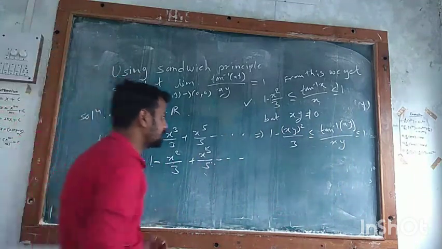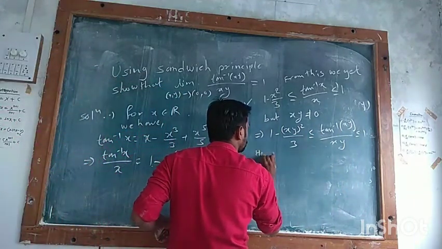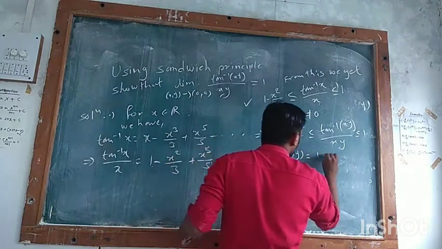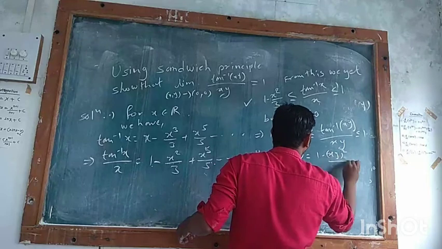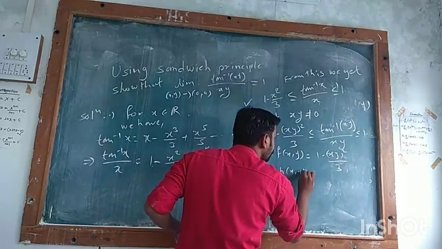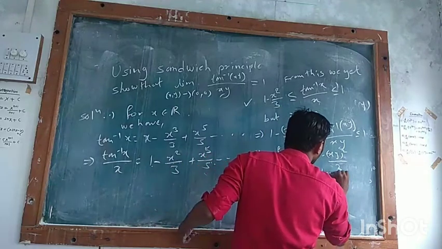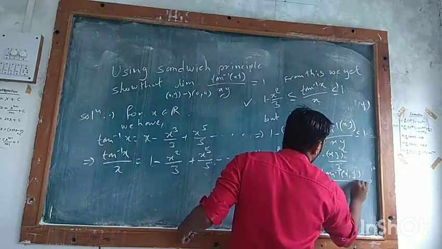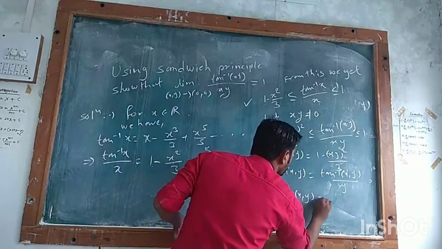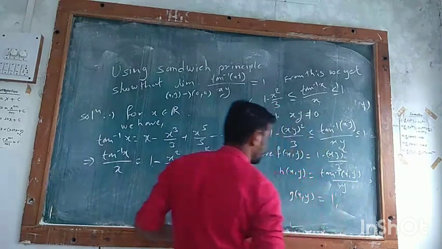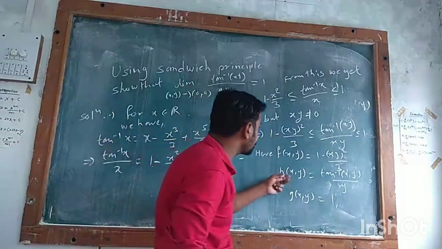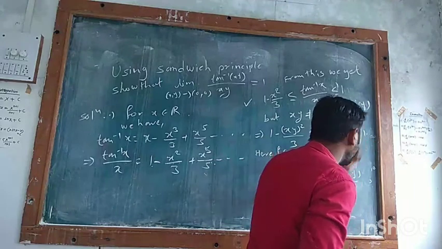Now here f of xy is equal to 1 minus xy square upon 3. h of xy is equal to tan inverse of xy upon xy. g of xy is equal to 1. Okay. म्हणजे f of xy हा घेतला, h of xy हा घेतला आणि g of xy हा घेतला.